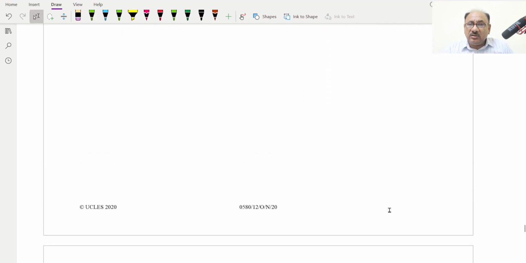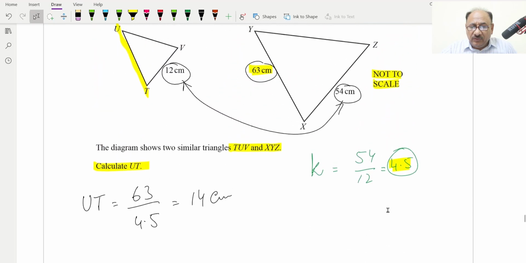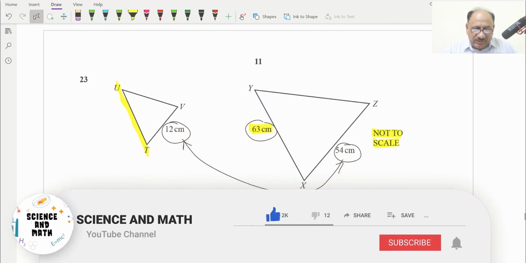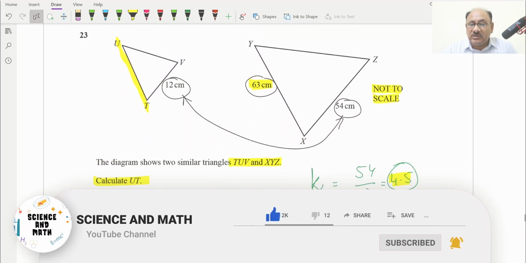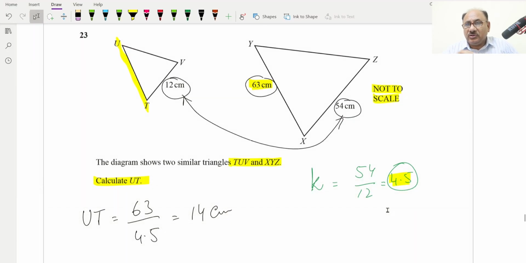Basically we are done with the paper. I have tried my best to explain each and everything in detail. Hopefully you understood each and everything.